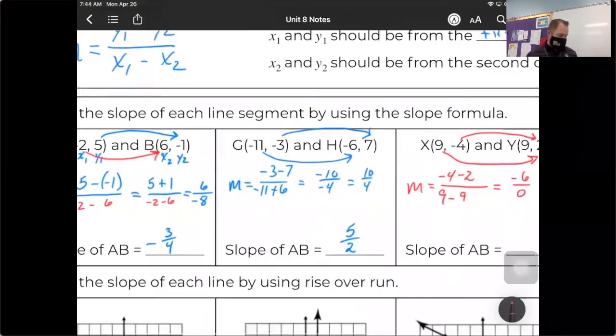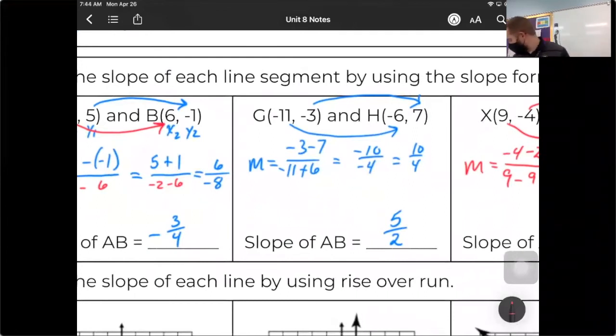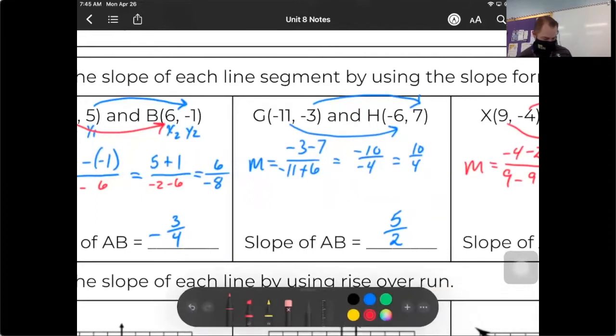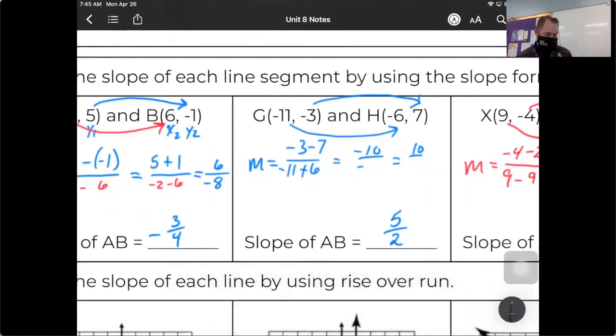Okay, so as you look at these, on this one, the slope of this GH line should be 5/2. Did we get 5/2? We may not get 5/2. Okay, for GH, we do -3 minus 7. That becomes -10, right? And then on the bottom, we do -11 minus -6, turns it into plus 6. That is not right. You caught my mistake, right? I just added wrong. Let's fix that. Okay, -11 plus 6 is -5.